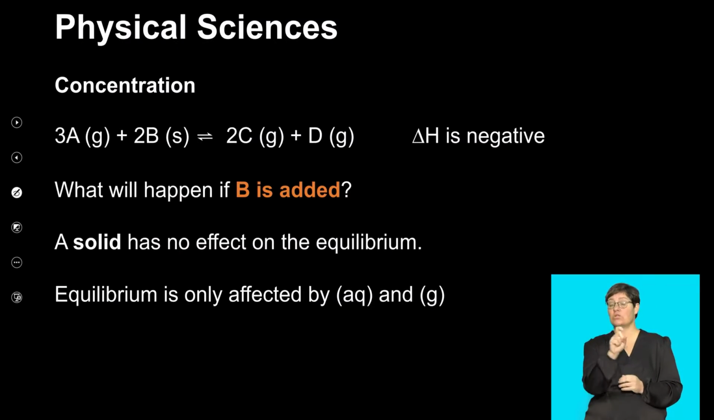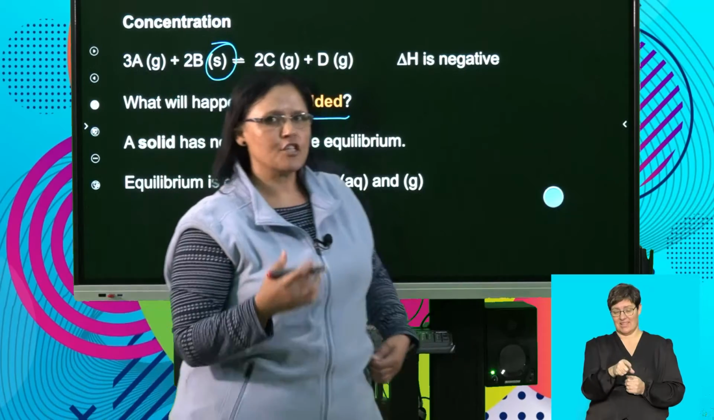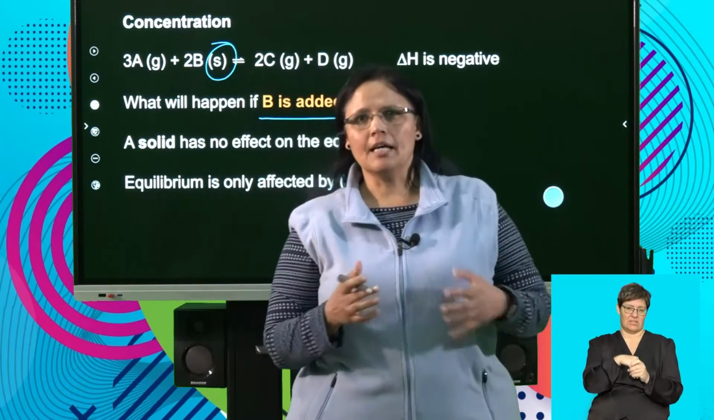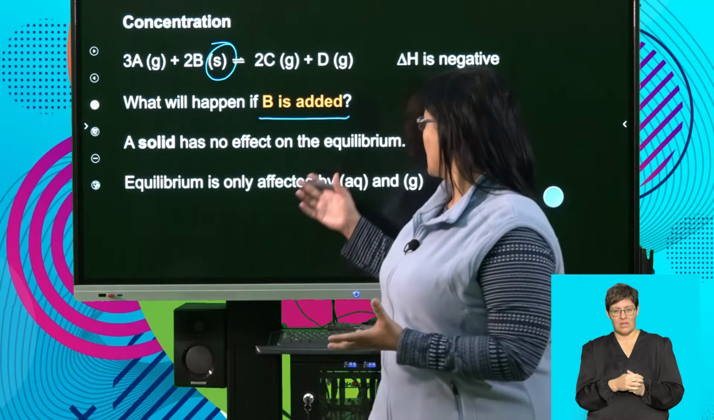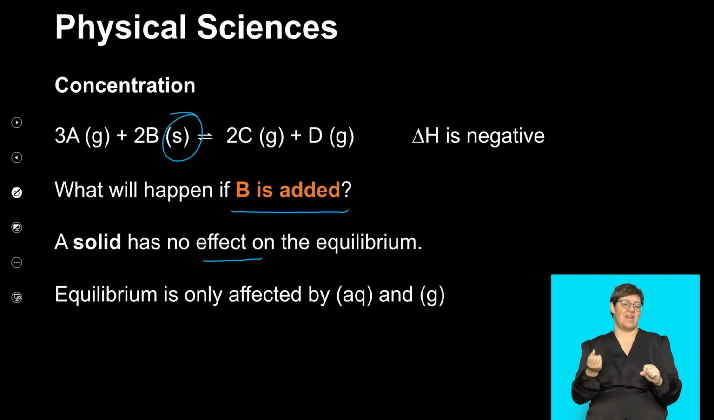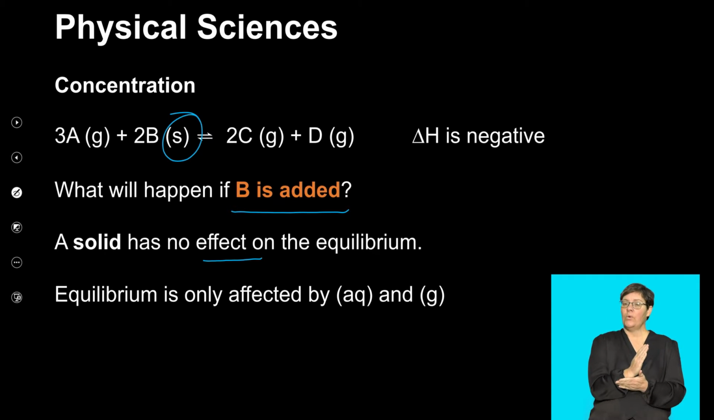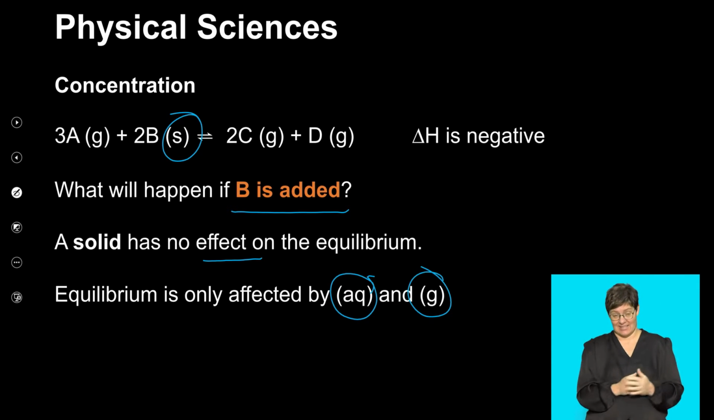So the question is, what will happen if B is added? Now what we need to remember is that B is a solid, and a solid does not take part in this equilibrium, so it will not have an effect on anything for the equilibrium. The equilibrium is only affected by aqueous substances and gases. It's not affected by liquids and solids. This is important for you to remember.